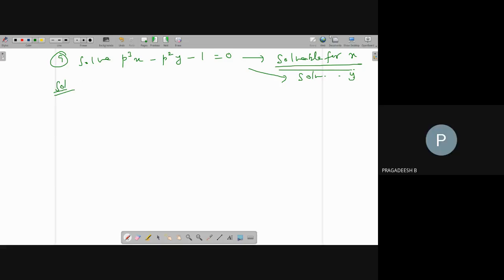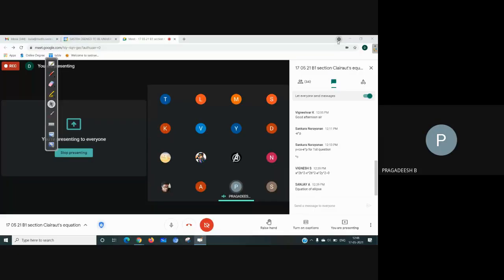Sir, 4y cube equal to 27x squared, sir. This 4y cube equal to minus 27. 4y cube plus 27x squared equals to 0. Yes, 4y cube plus 27x square equal to 0. Yes, correct, Dikshita. And Pragadish also told the same answer. I think so. Okay, thank you.